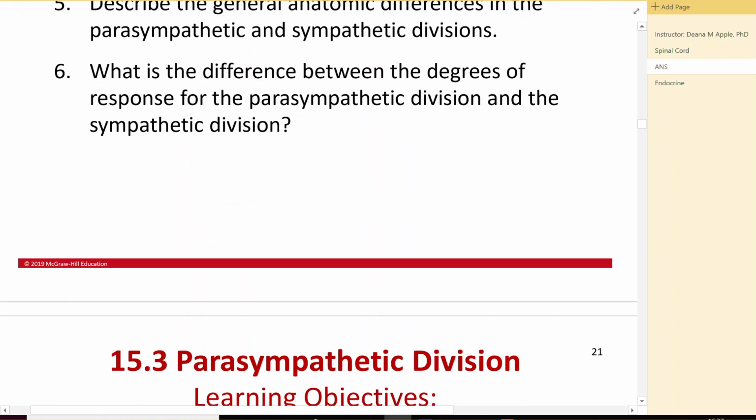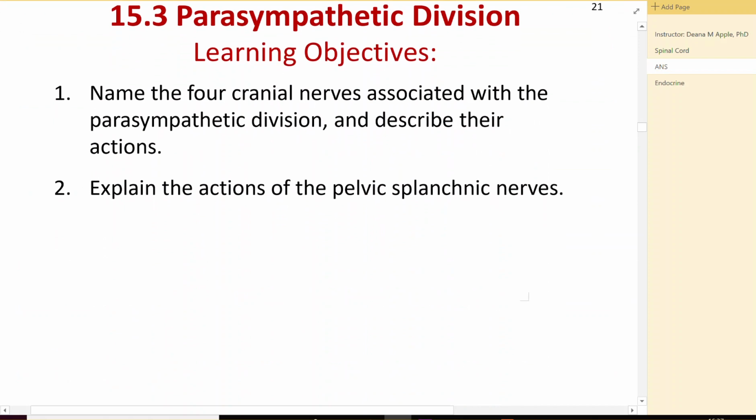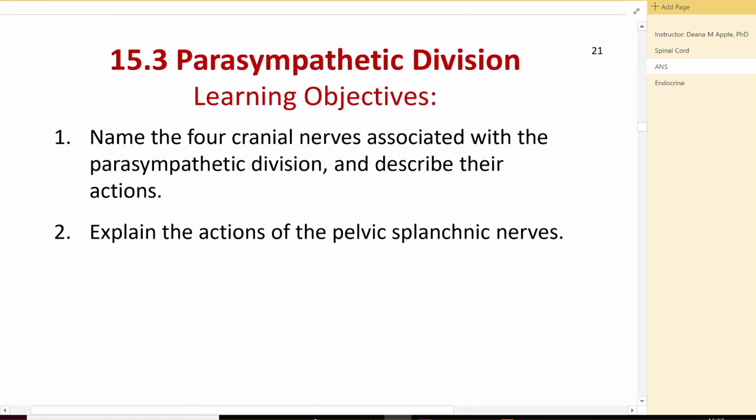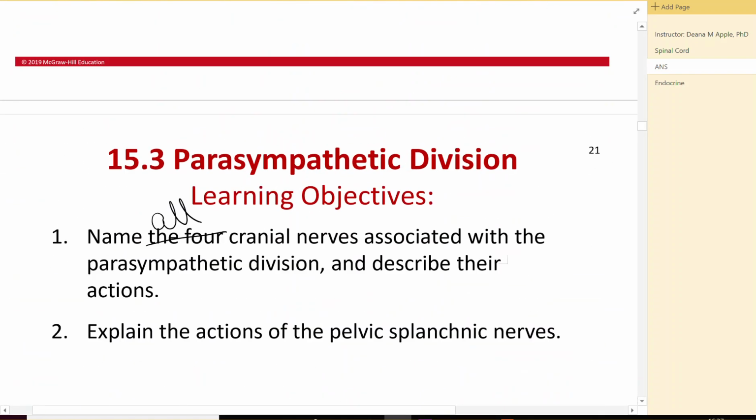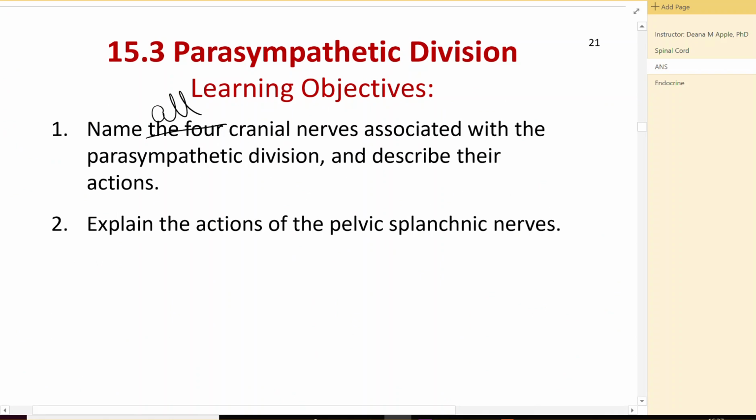Let's hear your questions again. All right, I want you guys to name all cranial nerves, plus specifically the 4 that are associated with parasympathetic coming off the brainstem. And explain the actions of the pelvic splanchnic nerves. This is parasympathetic, so it's urination, defecation, and sex.